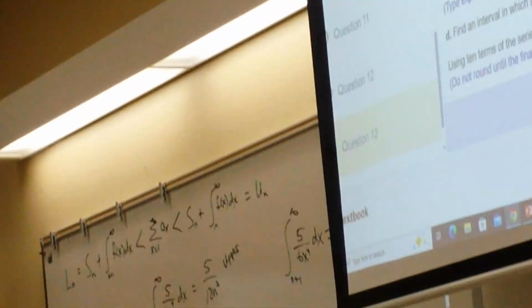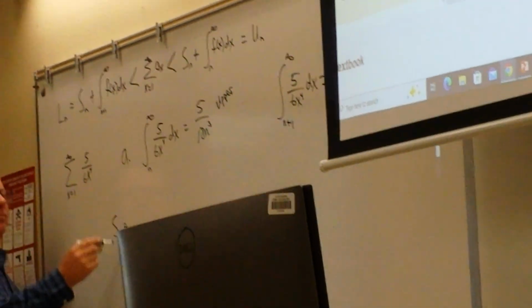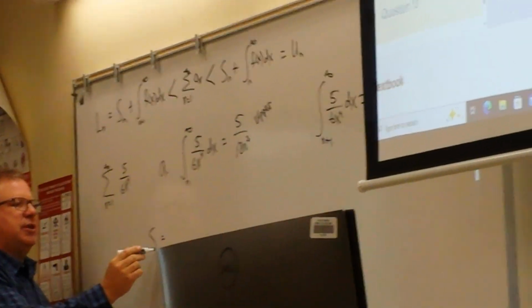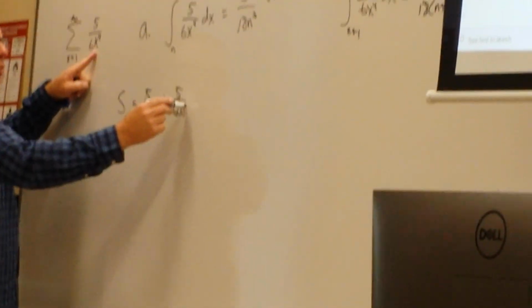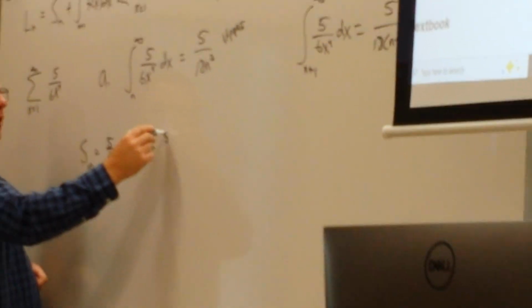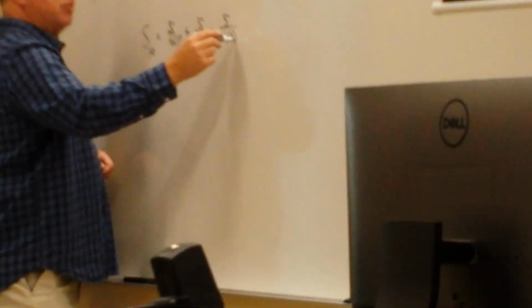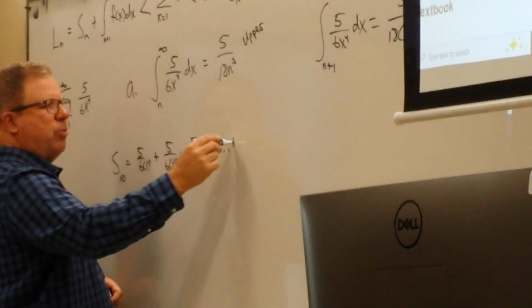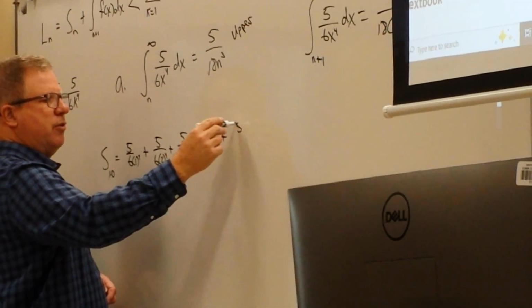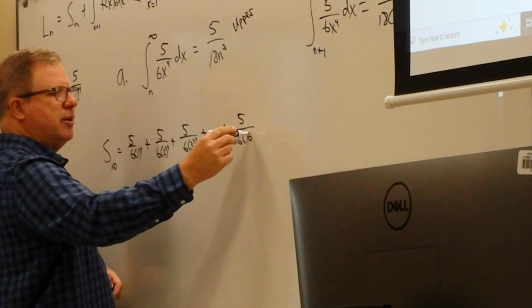All right, so we need to find S sub 10. That means we put in 1 and we get 5 over 6 times 1 to the 4th, plus put in 2, 5 over 6 times 2 to the 4th, plus 3, 5 over 6 times 3 to the 4th, plus ... plus the 10th one, 5 over 6 times 10 to the 4th.